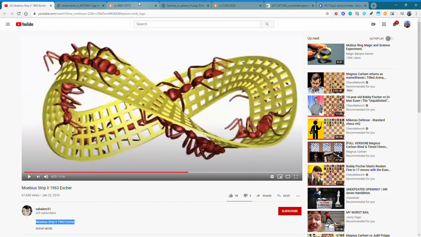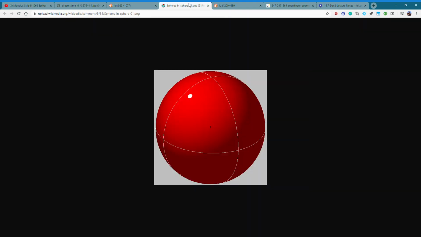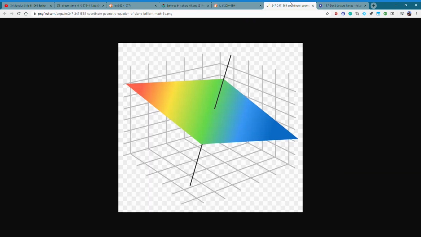Things are good on surfaces like a torus, on spheres, on cylinders, on planes. These more perhaps familiar feeling types of surfaces. Things are all good.